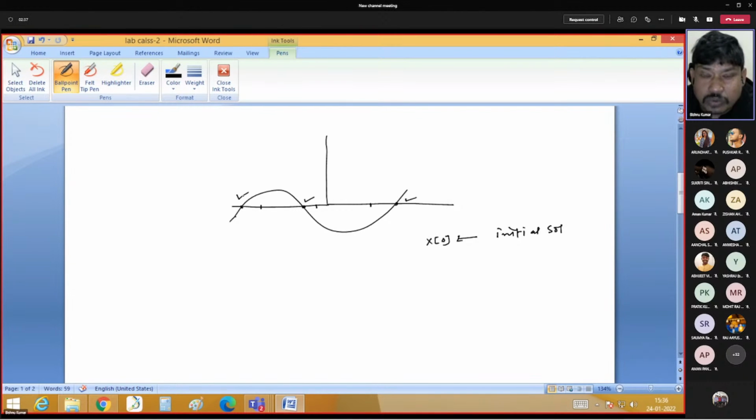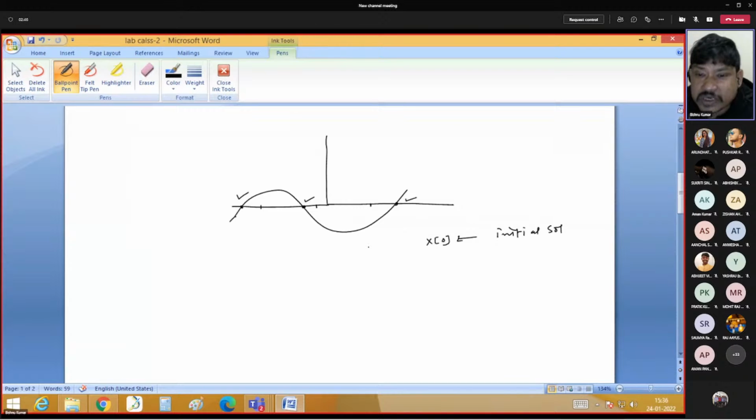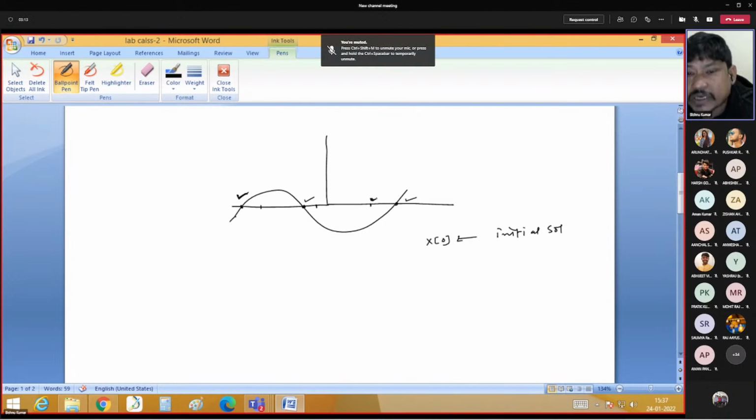So to find the largest negative root, tell me where you will consider the initial solution x0. The middle one, near the origin. You should not consider this one or this one, because if you consider this one, you will get another negative root, but that is not the largest. This is the largest negative root. If you consider the initial solution here, you will get a positive solution. You will not get the largest negative.